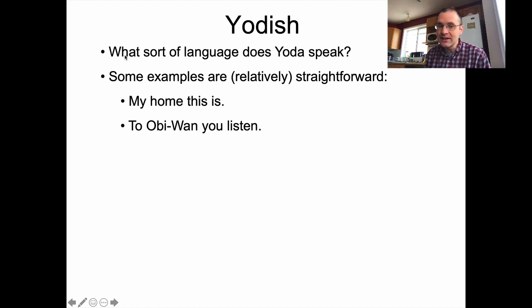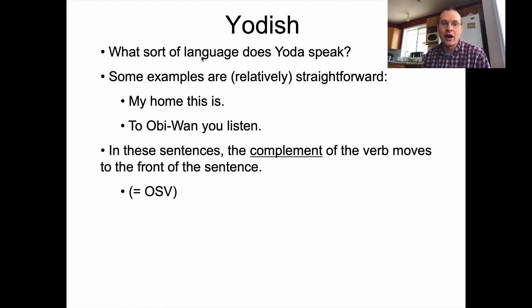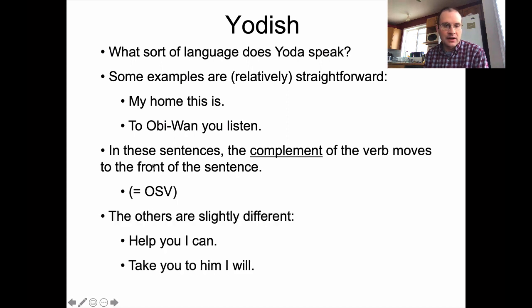verb. In these cases, he's speaking something that looks like an OSV language, object, subject, verb. Which again is not a very common type of language. So kind of like Klingon, this is supposed to sound not very naturally human, even though it's still possibly human, and we can still understand, right? So in these sentences, the complement of the verb moves to the front of the sentence, and then in other cases, he's actually moving more than just the complement of the verb.